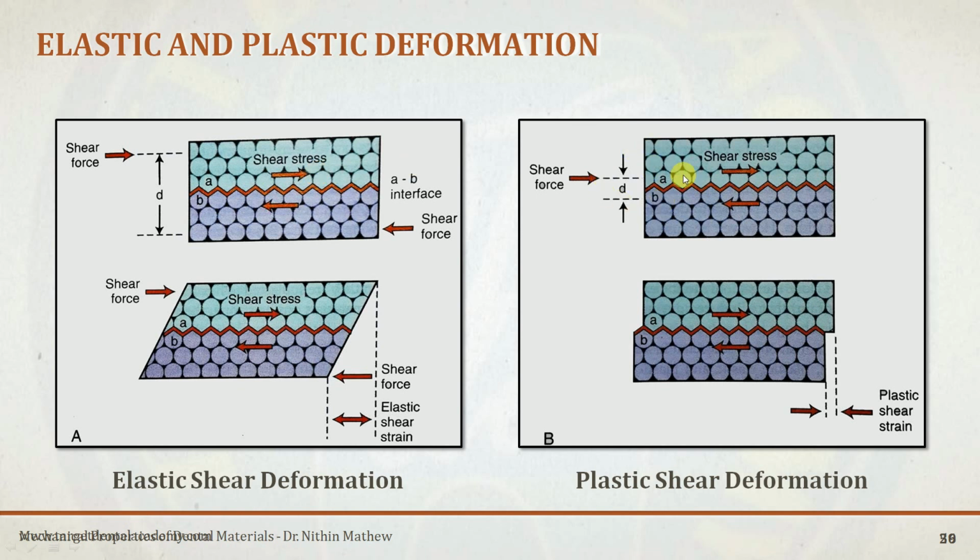But when you apply the same force in plastic deformation, it tends to get deformed. So when you release the force, it will remain deformed. It will never get back to its original shape or form. So this is the main difference between elastic deformation and plastic deformation: there is no permanent deformation in the elastic, and there is a permanent deformation in the plastic.